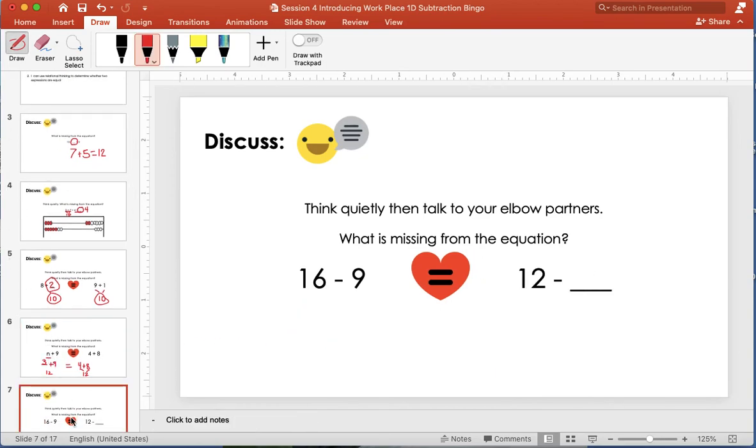Okay, let's look at this one. What is missing from this equation? So now I'm using subtraction. I have 16 minus 9 is equal to 12 minus blank. I could also put 12 minus n if I wanted to. That's the same. It means the same thing. Blank and n means the same thing. So 16 minus 9, I'll give you about 5 seconds to think about what does 16 minus 9 equal.